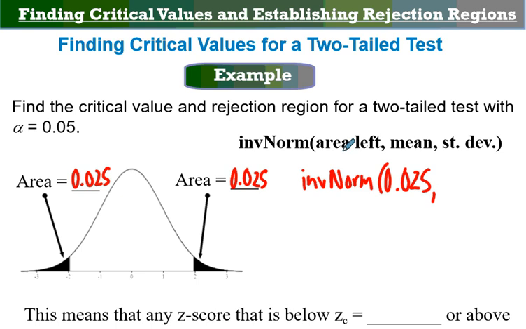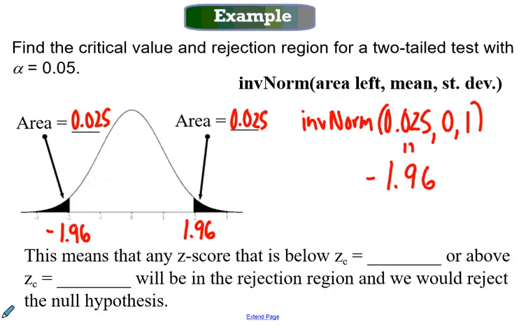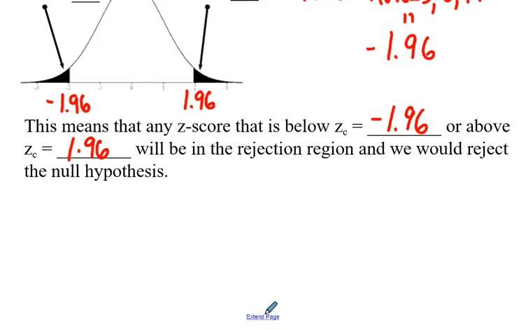Because inverse norm is always area to the left. If I did it for the right one, my area to the left would be 0.975. Mean 0, standard deviation 1, and when I run that, I get negative 1.96. So I know this one's at negative 1.96, which means this one is at positive 1.96. So this means that any z-score that is below negative 1.96 or above positive 1.96 will be in the rejection region. It would have a probability corresponding to an overall one, once you double it, of less than 5%, and we would reject the null hypothesis.